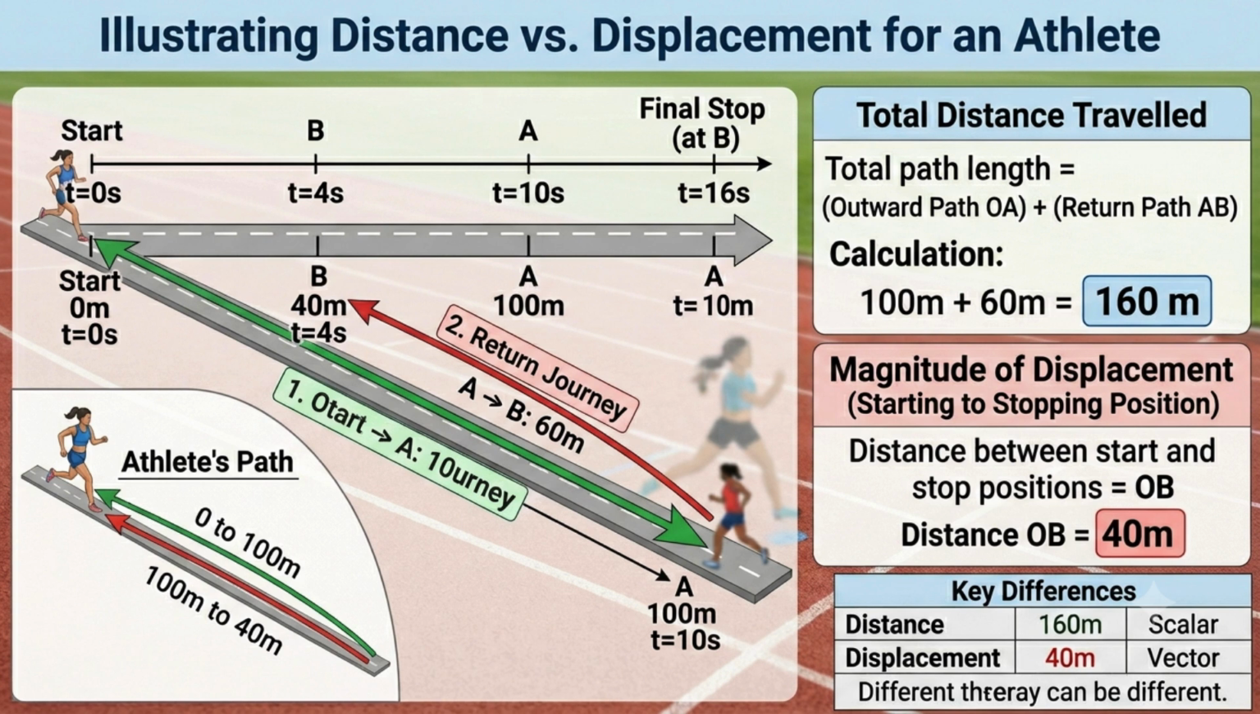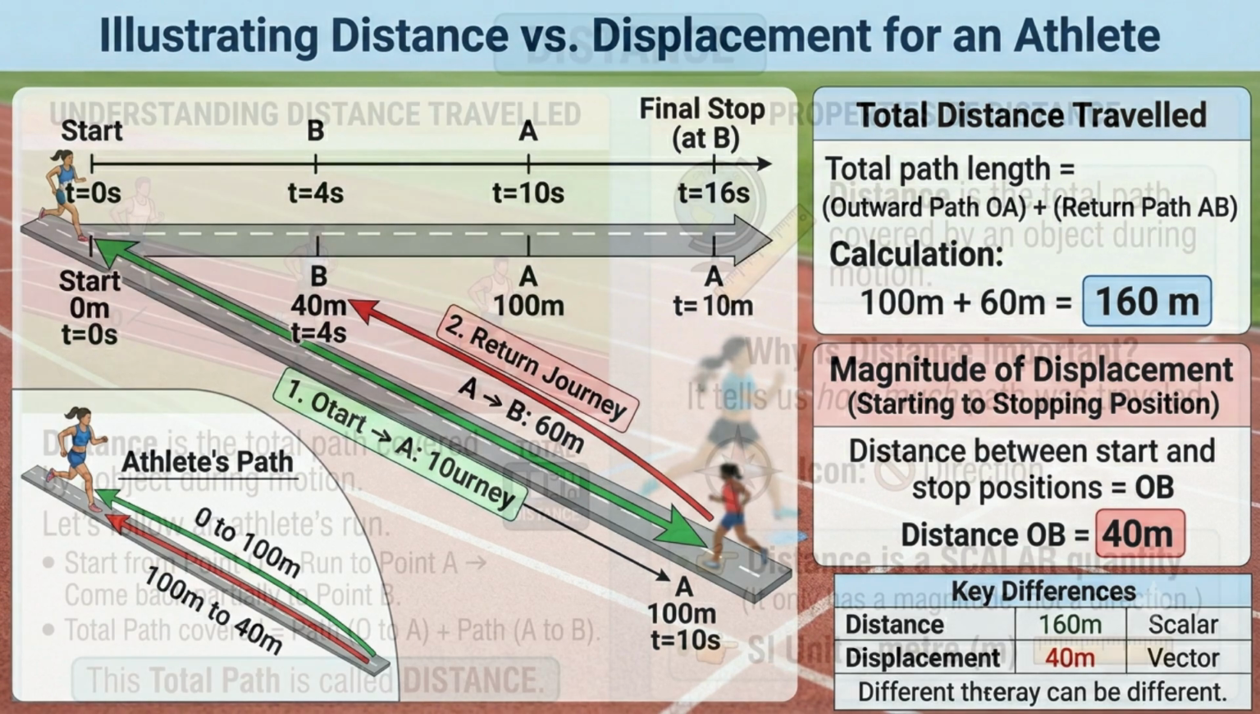Now, what about her displacement? Displacement only cares about the shortest gap between where she started and where she stopped. Since she started at O and finally stopped at B, we look at the distance OB, which is just 40 meters. See the difference? Total distance is 160 meters, but the actual displacement is only 40 meters. This is exactly why distance is a scalar, and displacement is a vector.